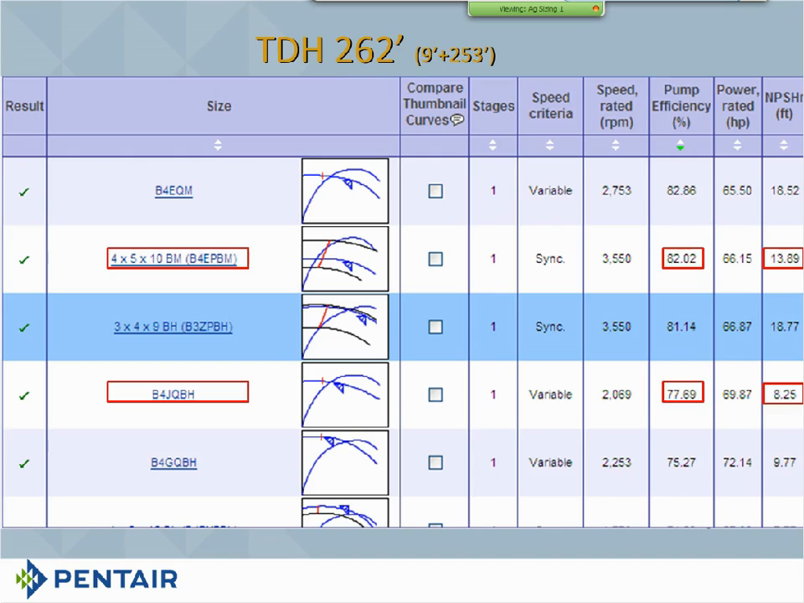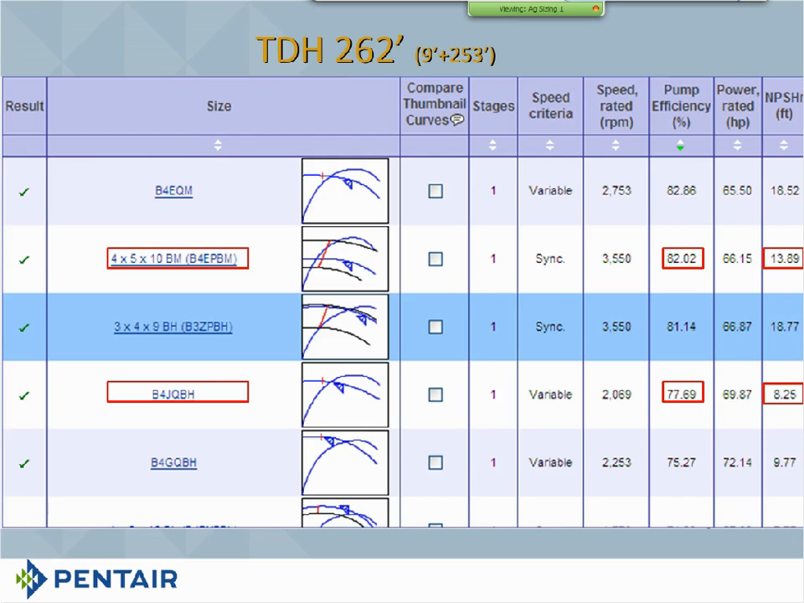I do want to point out that while they picked that because it was the best efficiency, if you look at the NPSHR, it's over 18 feet. Now remember, we had a maximum of 7 foot of lift. If you add 7 and 18 together, you're over 25. That makes that pump very questionable for our job. And this is why we need to take a look at that NPSHR, because sometimes the most efficient pump isn't always the best pump.